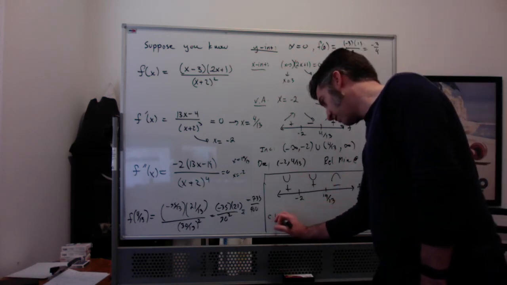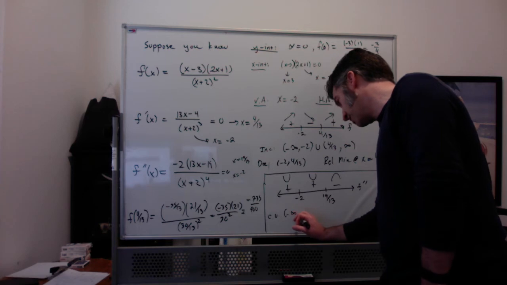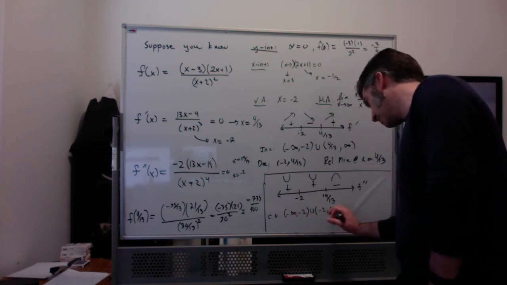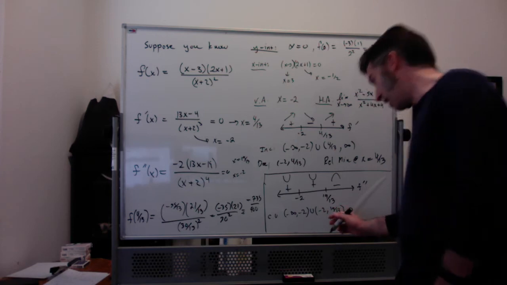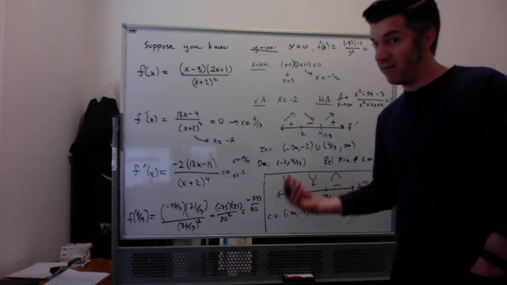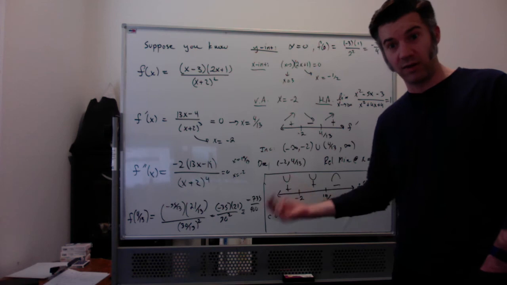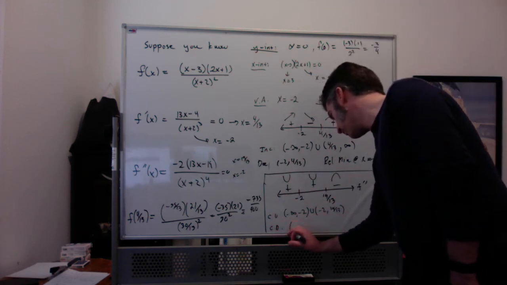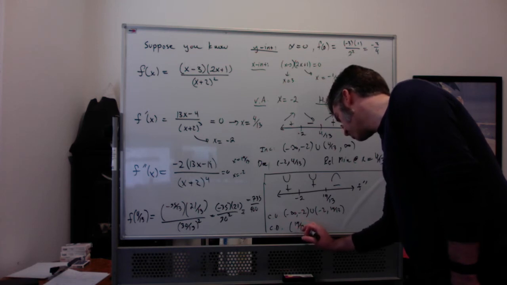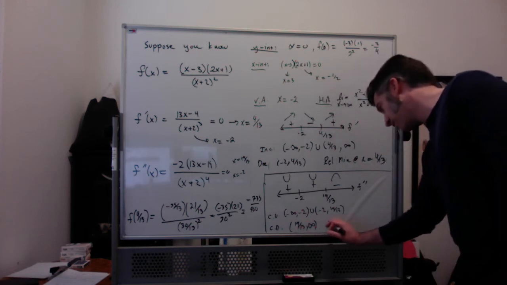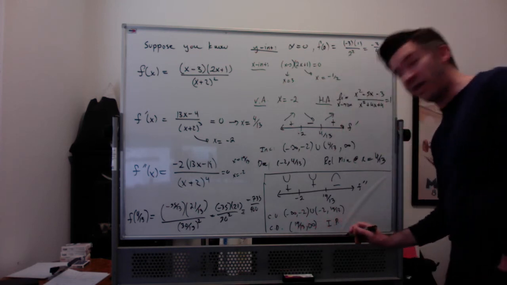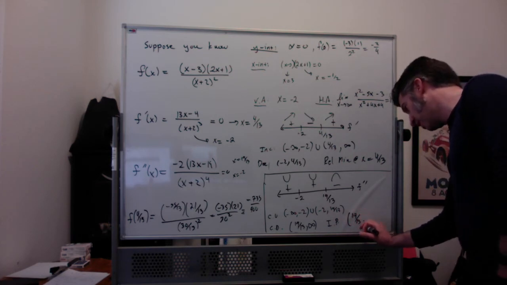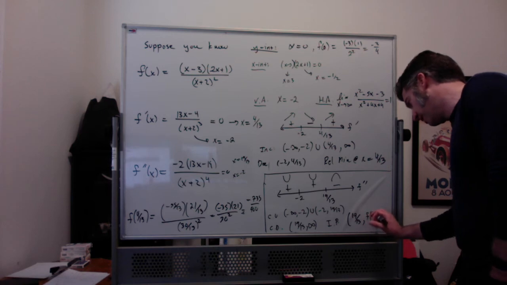So I'd say it's concave up on the interval from -infinity to -2 union -2 to 19/13. We're not including the -2 because the function's undefined there, so it can't be in your interval of increase or concave up. Concave down from 19/13 to infinity, and then we do have an inflection point at x equal to 19/13, and the y value is f of 19/13.